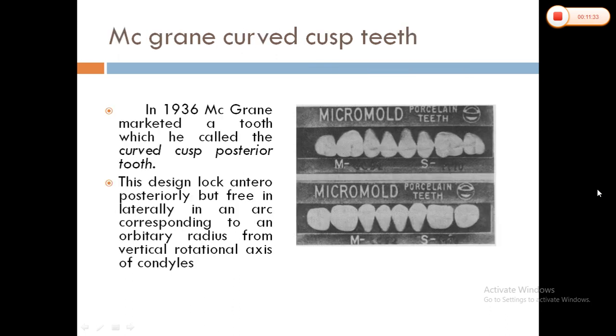McGrain curved cusp teeth. In 1936, McGrain marketed a tooth which he called the curved cusp posterior tooth. This design locked anteroposteriorly but was free laterally in an arc corresponding to an arbitrary radius from the vertical rotational axis of the condyles.